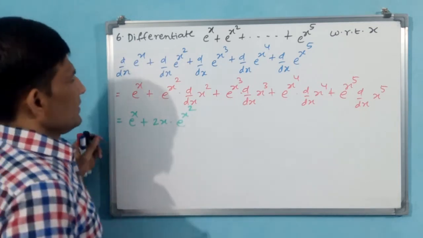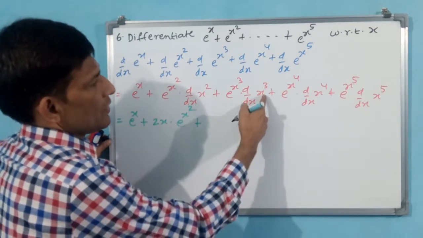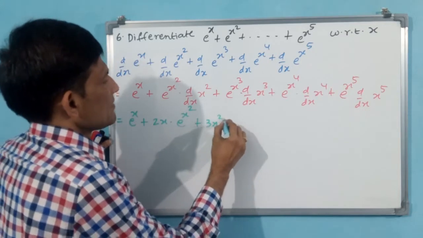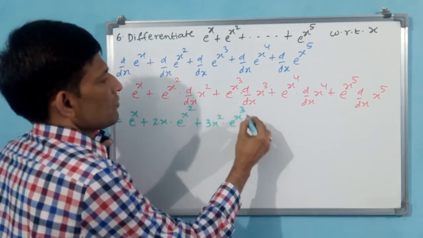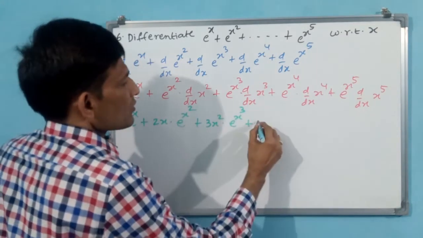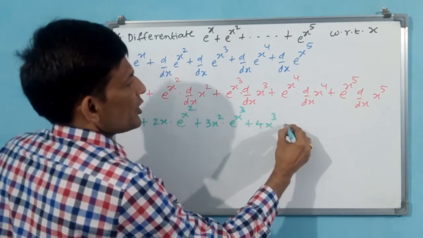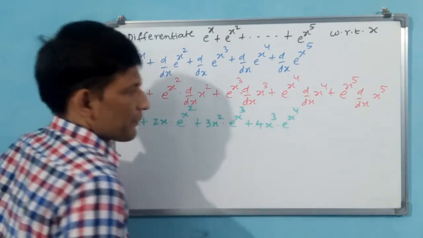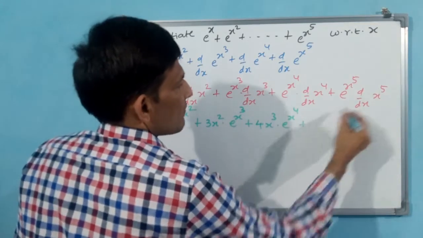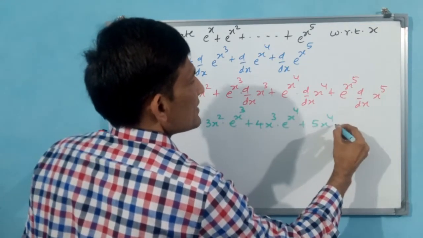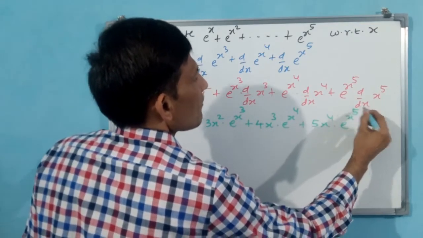Okay? Write down. Plus 3x² into e^(x³) plus 4x³ into e^(x⁴) plus 5x⁴ into e^(x⁵). Is it okay?